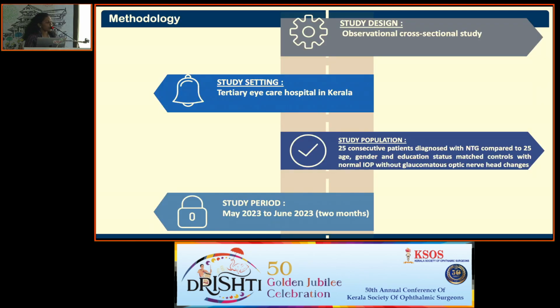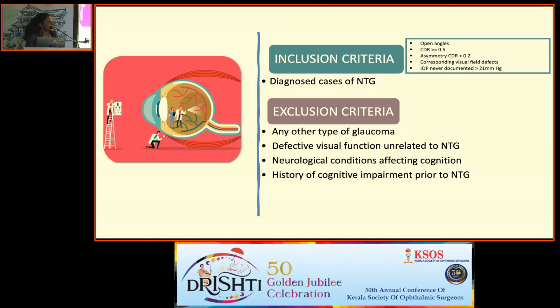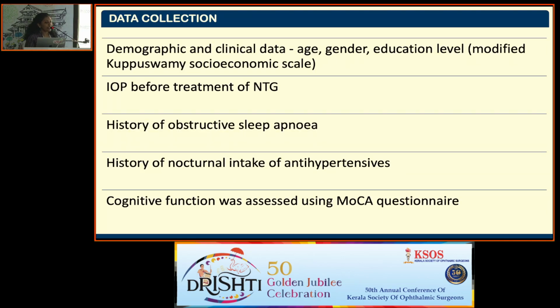It was an observational cross-sectional study done at a tertiary eye care hospital in Kerala. We had 25 NTG patients and 25 age, gender, and education status matched controls with normal IOP without glaucomatous nerve head changes. The study period was 2 months. These are my inclusion and exclusion criteria. Demographic and clinical data were collected and cognitive function was assessed using the MOCA questionnaire.